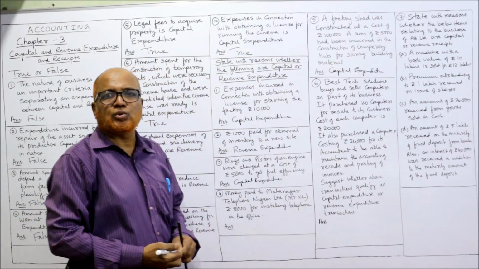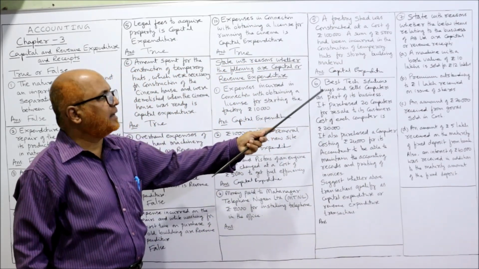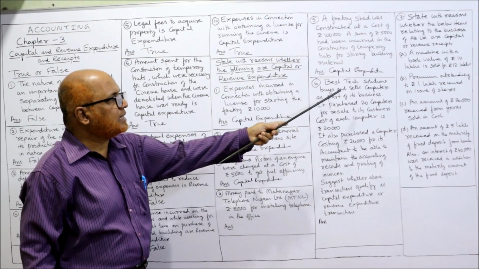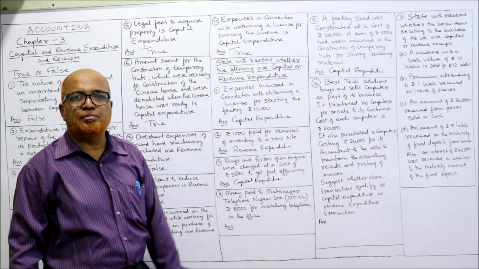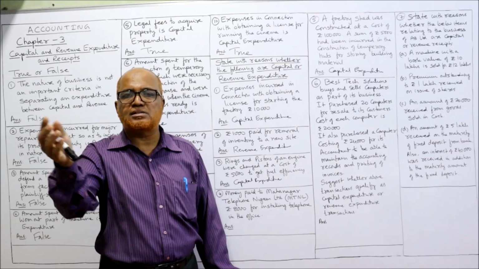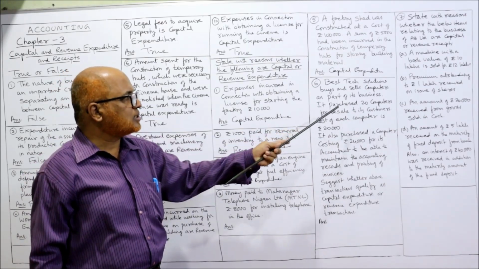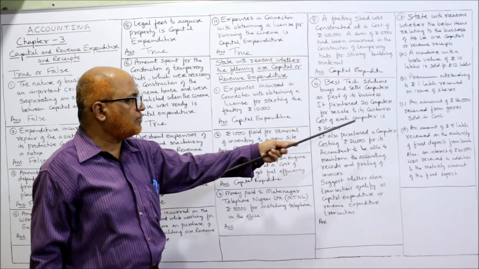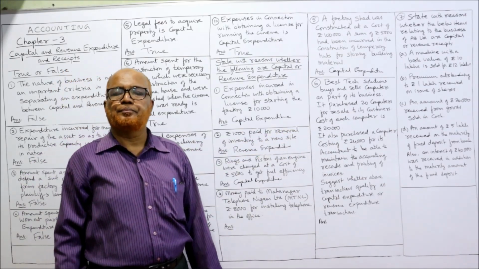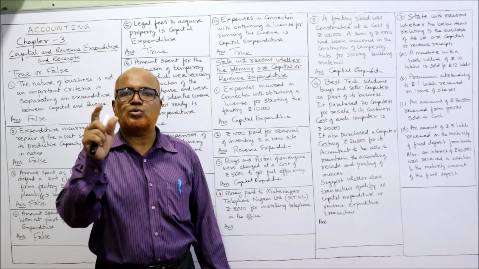Right? Next question. Best Tech Solutions. One company, Best Tech Solutions, buys and sells computers as part of its business. The normal activity of the business is buying the computers and selling the computers. It purchased 20 computers for resale to its customers. Cost of each computer is 20,000. So it purchased 20 computers, each computer costs 20,000.